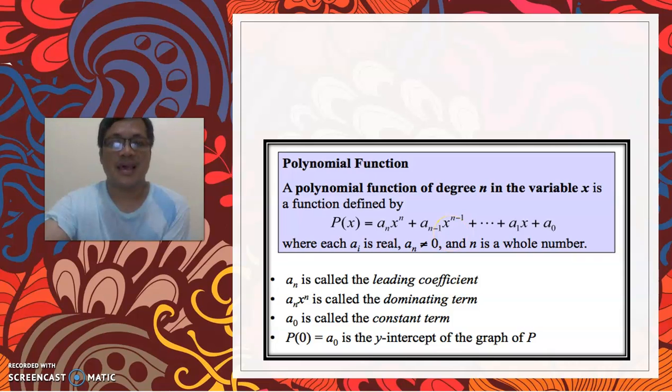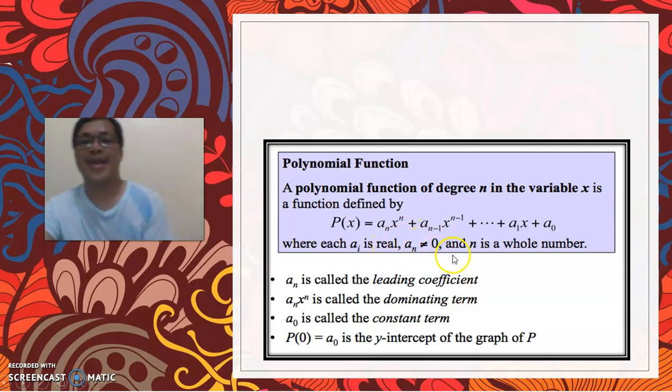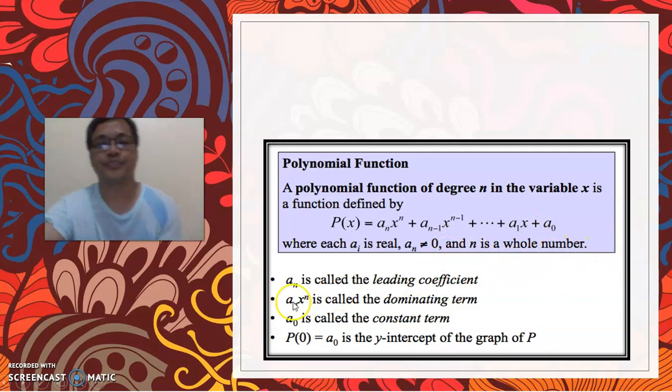It states that a polynomial function of degree n in the variable x is a function defined by p of x equals a sub n x to the n power plus a sub n minus 1 x to the n minus 1 plus dot dot dot plus a sub 1 x plus a sub 0, where each a is a real number and a sub n is not equal to 0 and n is a whole number.